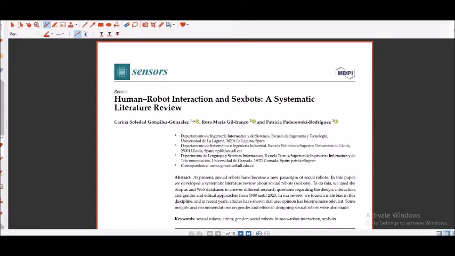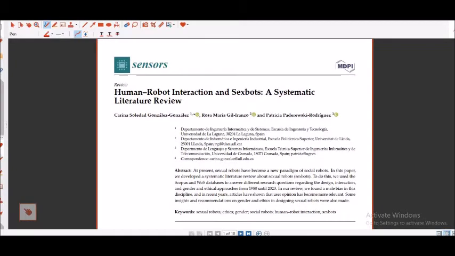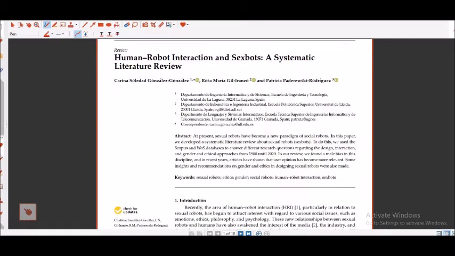Now, again, I'll show you when this particular paper was published. Before that, you can have a look in the abstract itself, where the authors are talking about the Scopus and WOS databases differently to answer different research questions. So you can see how they have taken care of it. Research questions regarding what? Regarding the design, interaction, gender. These are the variables, from 1980 until 2020.